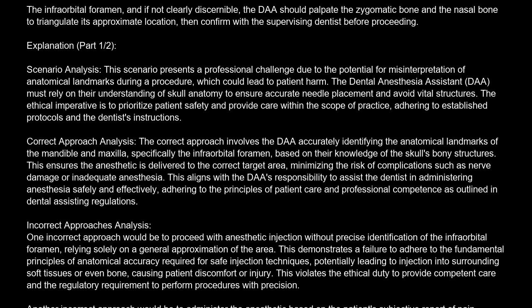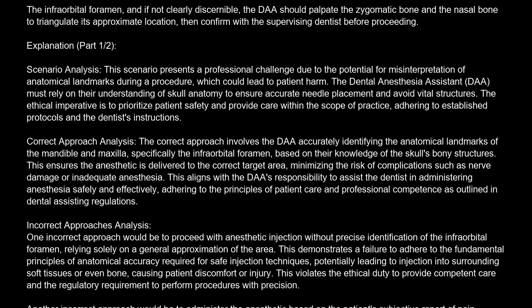Correct approach analysis. The correct approach involves the DAA accurately identifying the anatomical landmarks of the mandible and maxilla, specifically the infraorbital foramen, based on their knowledge of the skull's bony structures. This ensures the anesthetic is delivered to the correct target area, minimizing the risk of complications such as nerve damage or inadequate anesthesia. This aligns with the DAA's responsibility to assist the dentist in administering anesthesia safely and effectively, adhering to the principles of patient care and professional competence as outlined in dental assisting regulations.